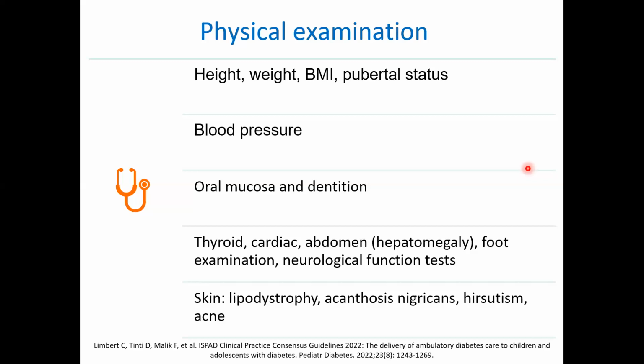Children who have poorly controlled diabetes tend to get hepatomegaly because of increased glucose deposition in the liver. And this causes a condition we call Mauriac syndrome. So they're usually stunted, poorly controlled, and they have hepatomegaly due to a fatty liver. Then, of course, examination of the foot for any complications and neurological function tests.